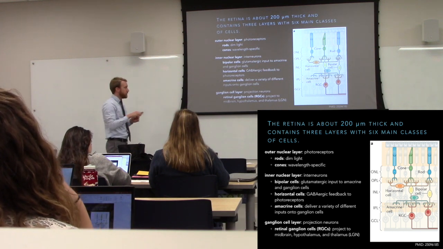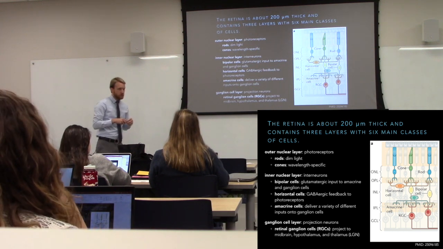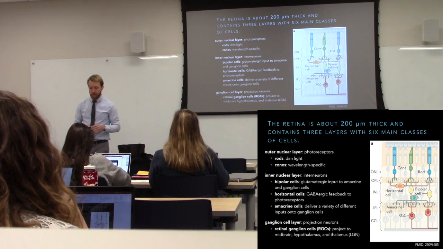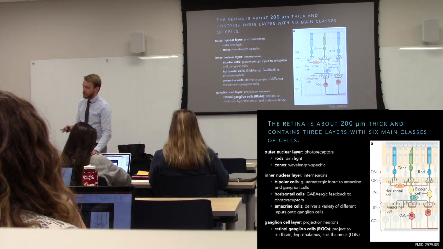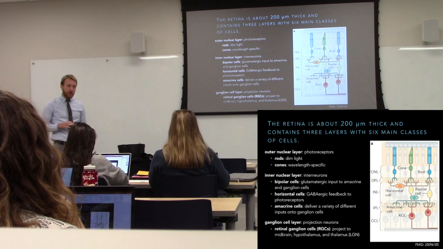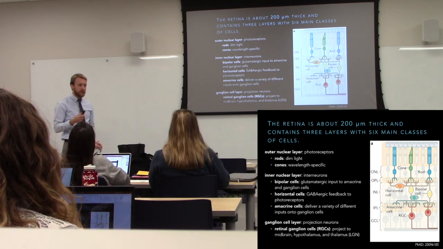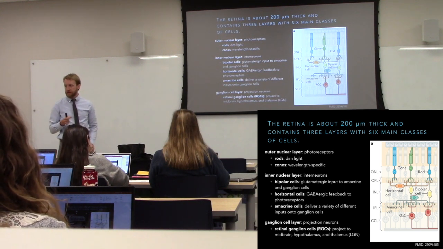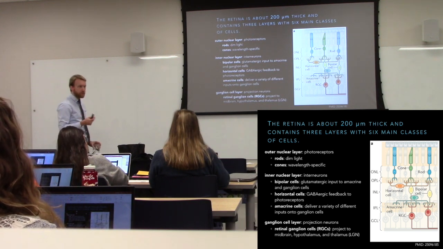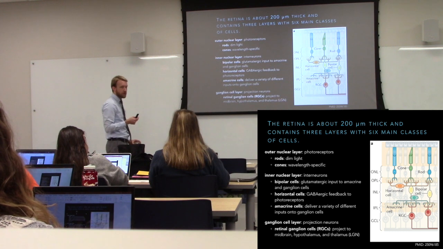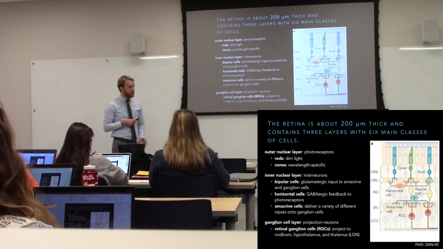The final cell type will be our retinal ganglion cells. These are glutamatergic, and they're going to project to a variety of structures. Some of them are capable of detecting light themselves. They're a very small subset. About 1% of your retinal ganglion cells are going to be sensitive to light. We've heard about these before.